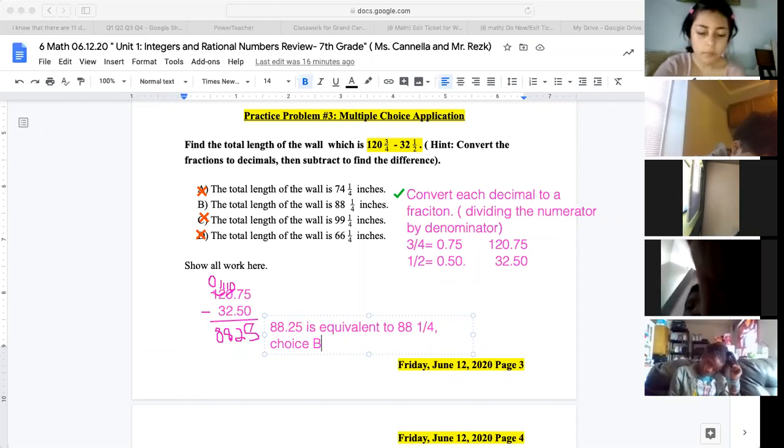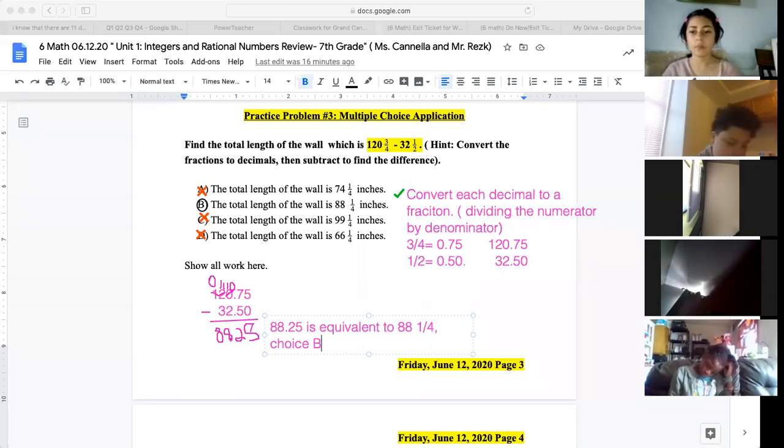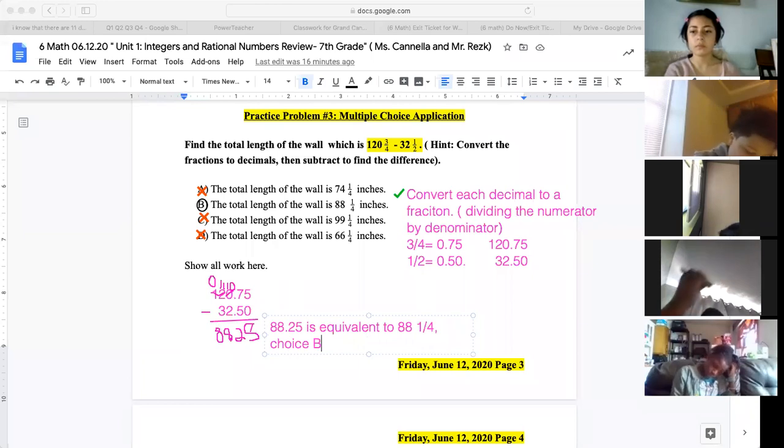Does everyone see that? Yes? Yeah. All right, nothing crazy, right? All right, let's move on to the next page.